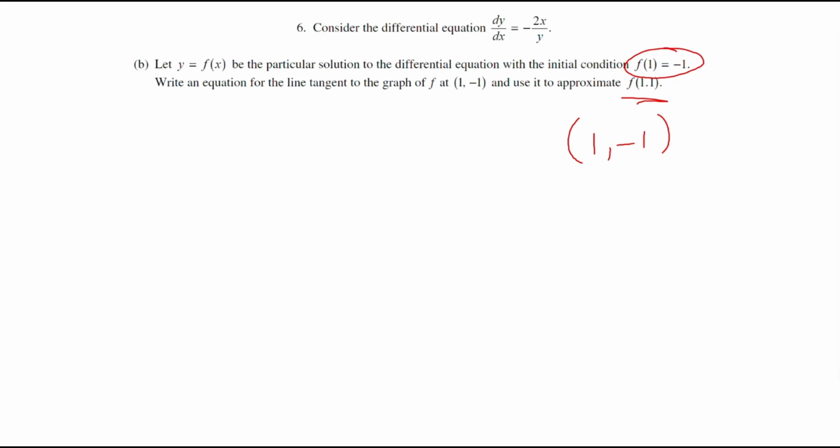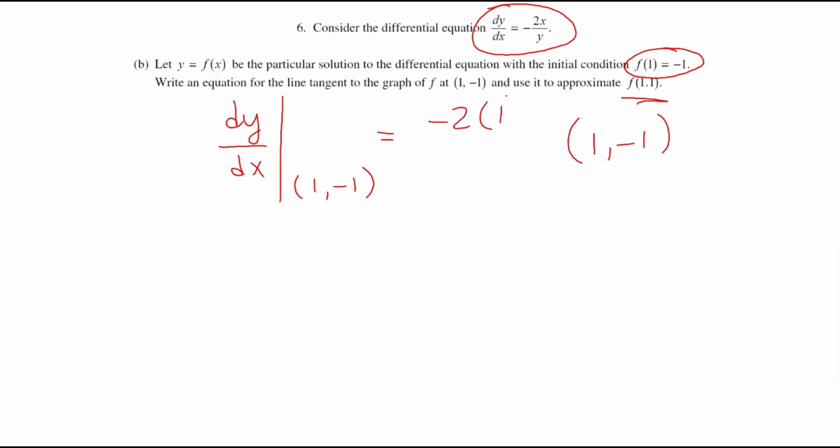And then the slope of the tangent line comes from its derivative. And since we're looking for a tangent line to the solution to this differential equation, its derivative is just the differential equation. So we're going to evaluate dy/dx at the point (1, negative 1). So we'll get negative 2 times 1 for x divided by negative 1 for y, which gives us positive 2. So the equation of our line is just going to be, in point-slope form, y plus 1 equals 2 times x minus 1. And they gave you 1 point just for finding that equation.